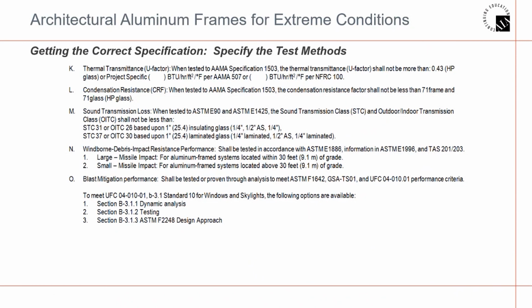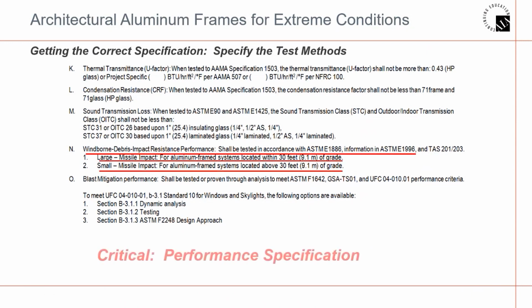In the section for system performance, make sure to include that the system must be tested in accordance with ASTM E1886 and E1996. Clarify this by listing large missile impact up to 30 feet and small missile impact from 30 feet up. Supporting documents for these tests need to be included with your submittal package.